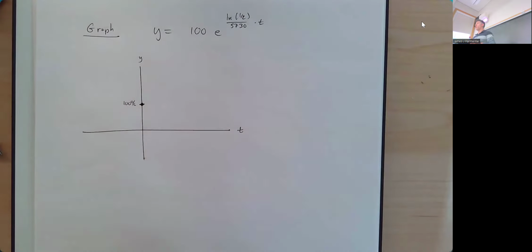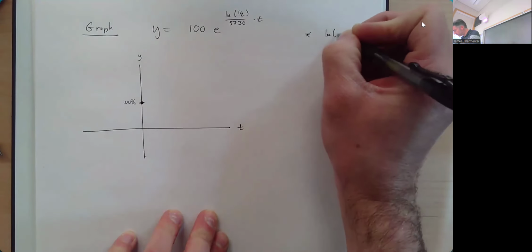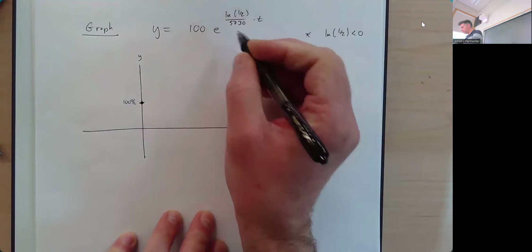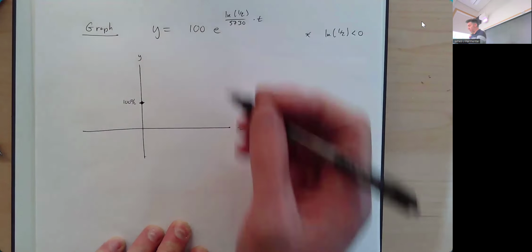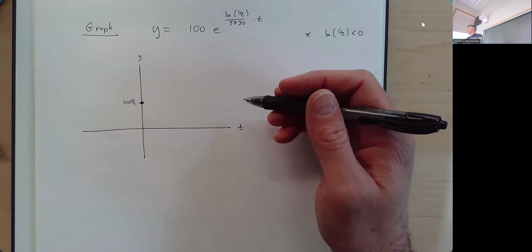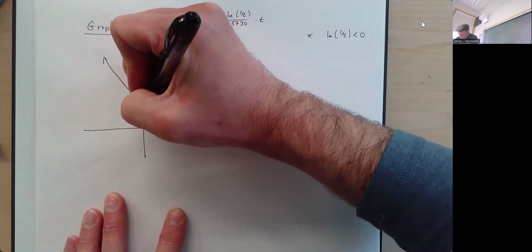It is worth knowing that the natural log of 1/2, or more generally, the natural log of a number between 0 and 1, is going to be a negative number. So that natural log of 1/2 is negative. So this whole coefficient of your variable in the exponent is negative. After I see that, I'm like, okay, great, it's decay, or I already knew it's decay. And then I'm really just going to draw the usual kind of exponential shape.